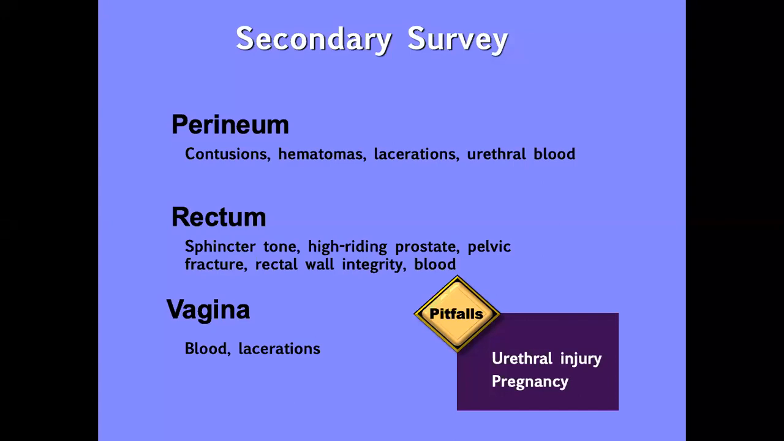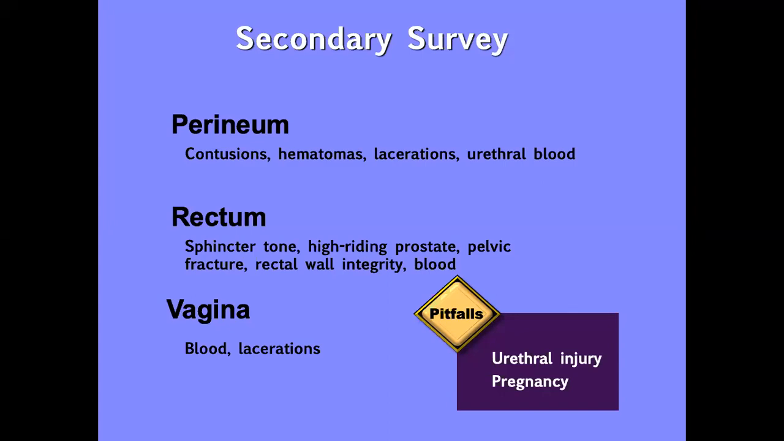Similarly, you have to do a digital perirectal examination, not only to look for sphincter tone or the bleeding inside the rectum, but also to look for a high riding prostate, which can tell you that the patient is having a urethral trauma. And then in females, always examine the vagina. Patient may be bleeding or may be having menstruation for that period. And then any laceration should be documented. Because of the proximity of the vagina to the urethra, these patients may have sustained urethral injury, so should be thought of for that reason.